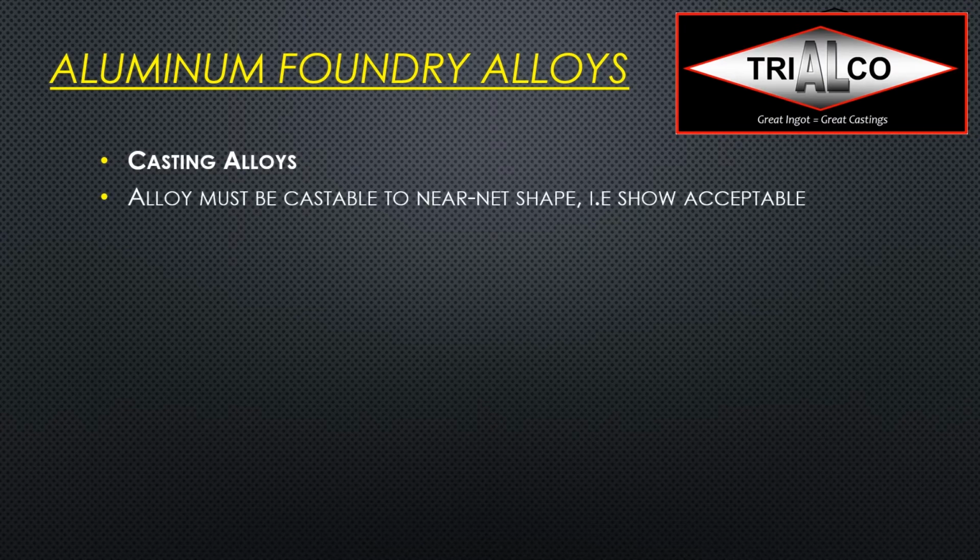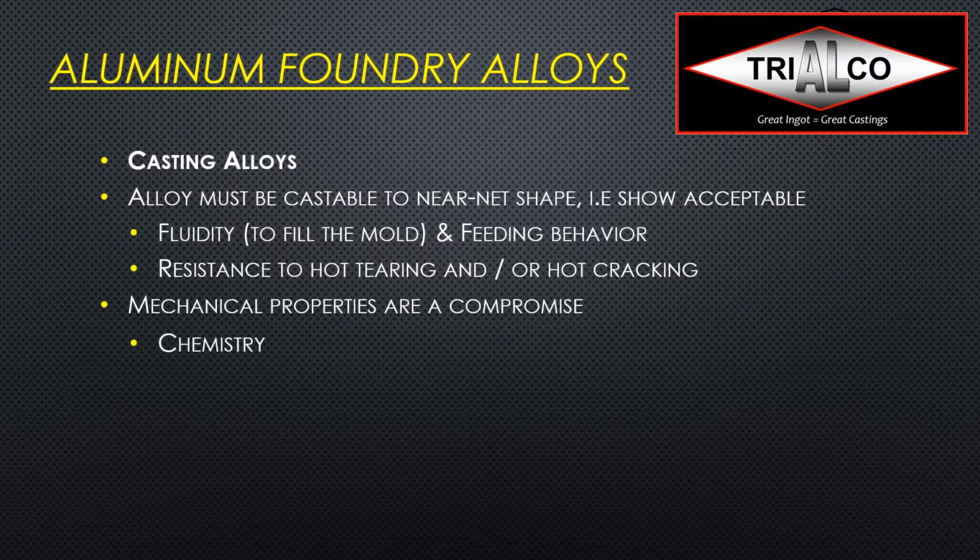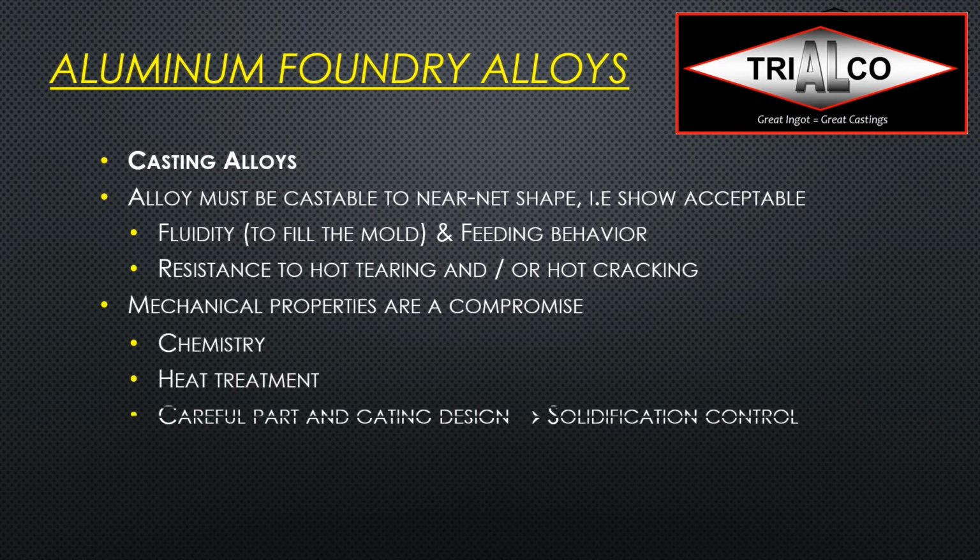Aluminum foundry alloys, we distinguish between wrought alloys and casting alloys, and the casting alloys are kind of a compromise because the alloy must be castable to near net shape, so it has to have very good fluidity to fill the mold in its liquid state, and then feeding behavior during solidification. It needs resistance to hot tearing and hot cracking during solidification. And the mechanical properties are really achieved through the chemistry itself, the heat treatment, and careful part and gating design, so solidification control and local solidification rate.